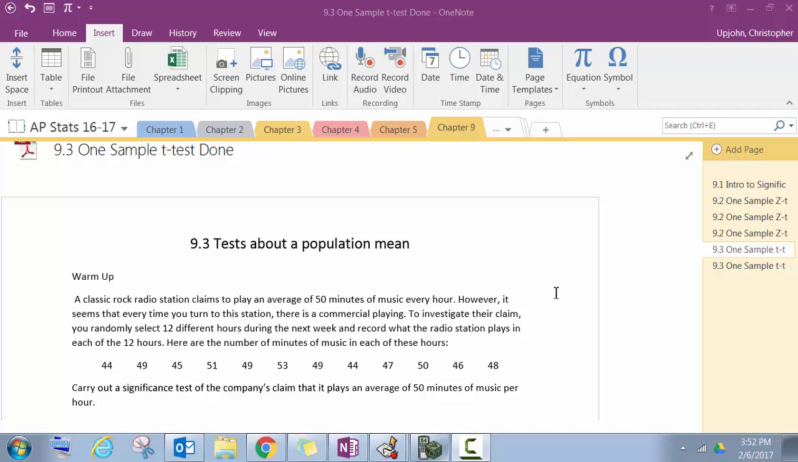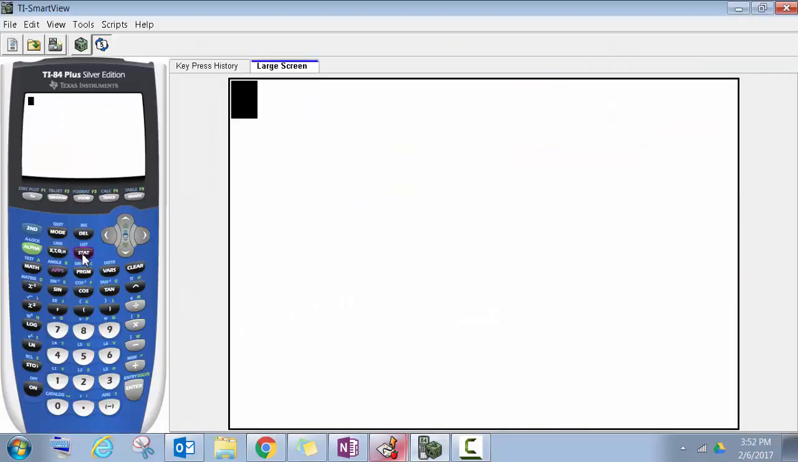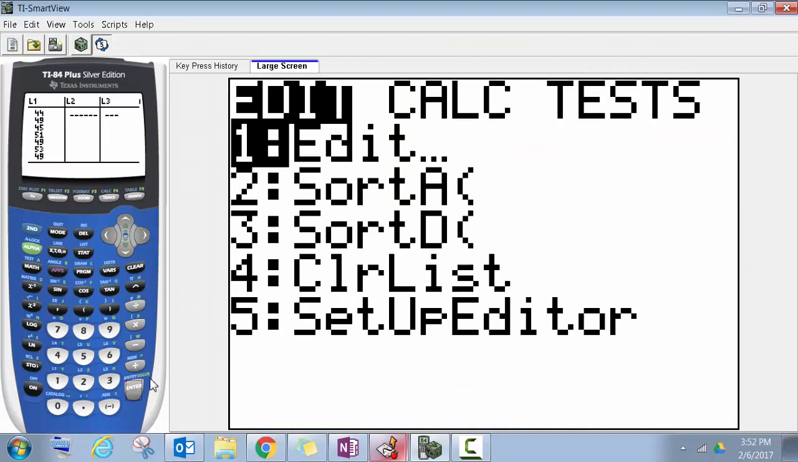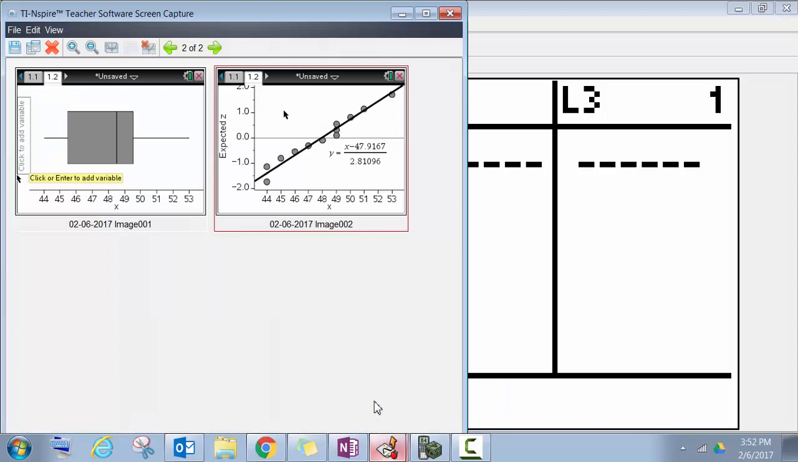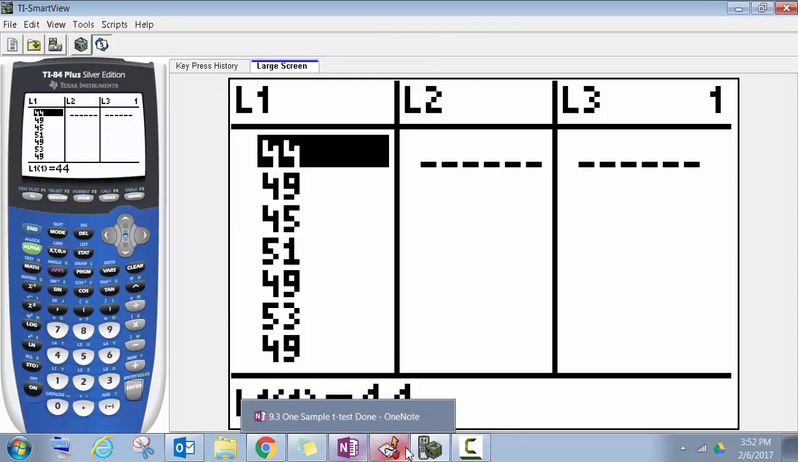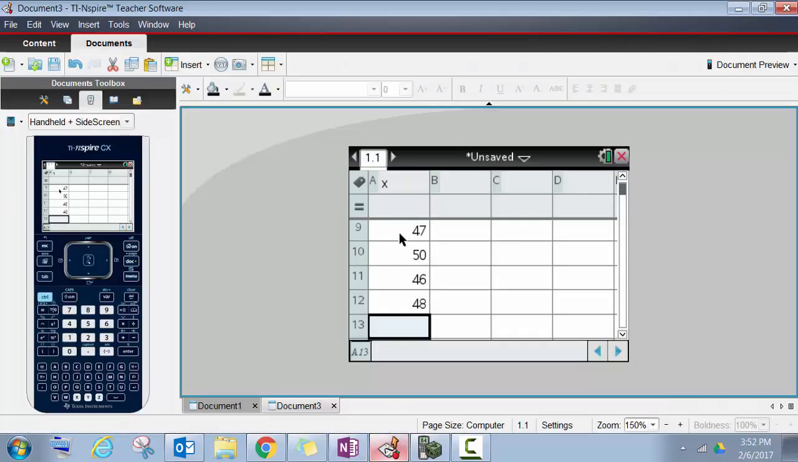Here are the number of minutes of music in each of these hours. So here are the number of minutes per hour that the company is playing of music. So we don't even have stats, we have our raw data. So first thing we have to do is type it in our list on the 84, or if you're using the TI Nspire, you need to put it in your lists and spreadsheets. So we have to put in our data.